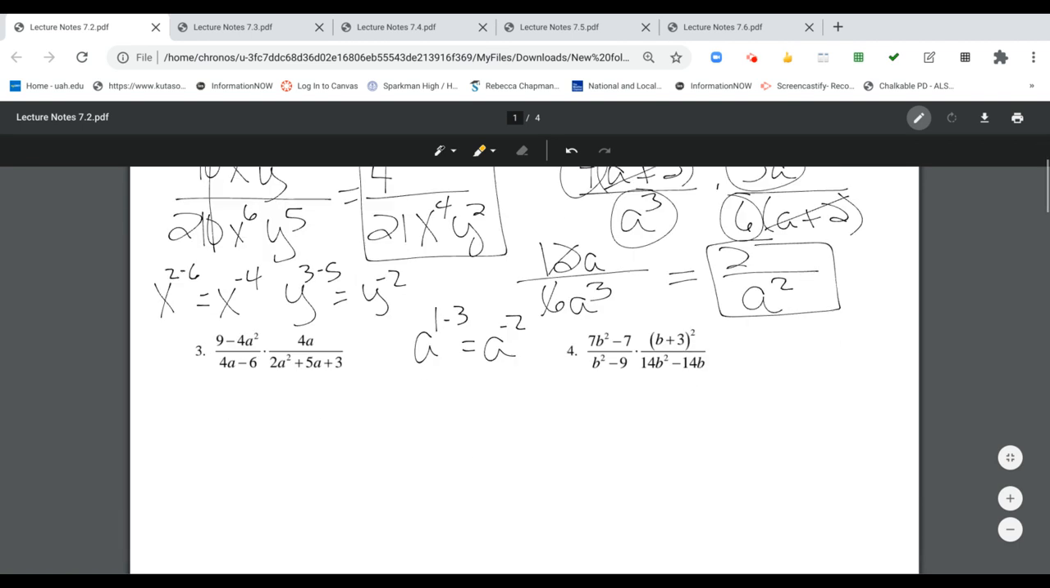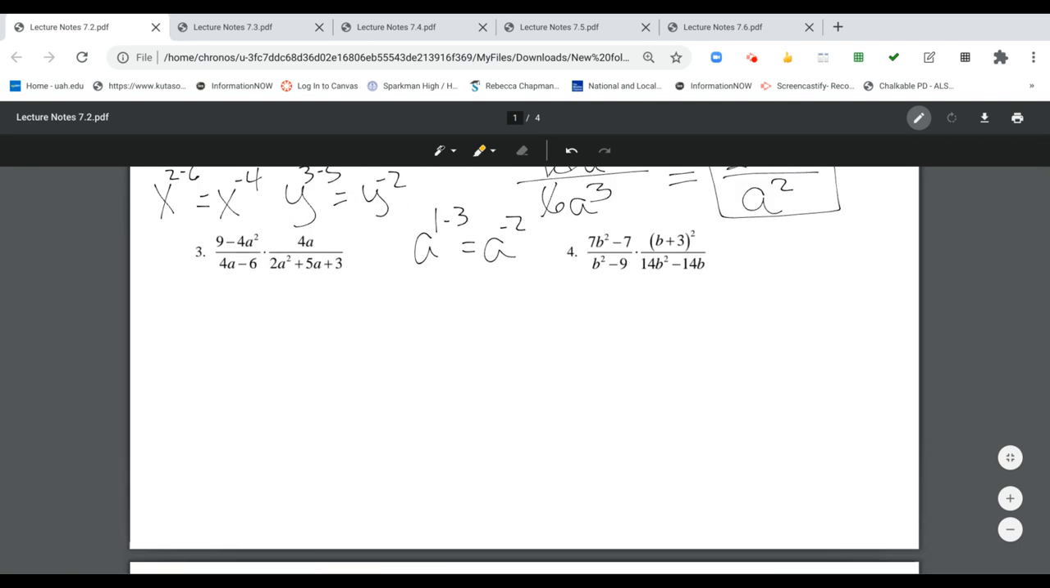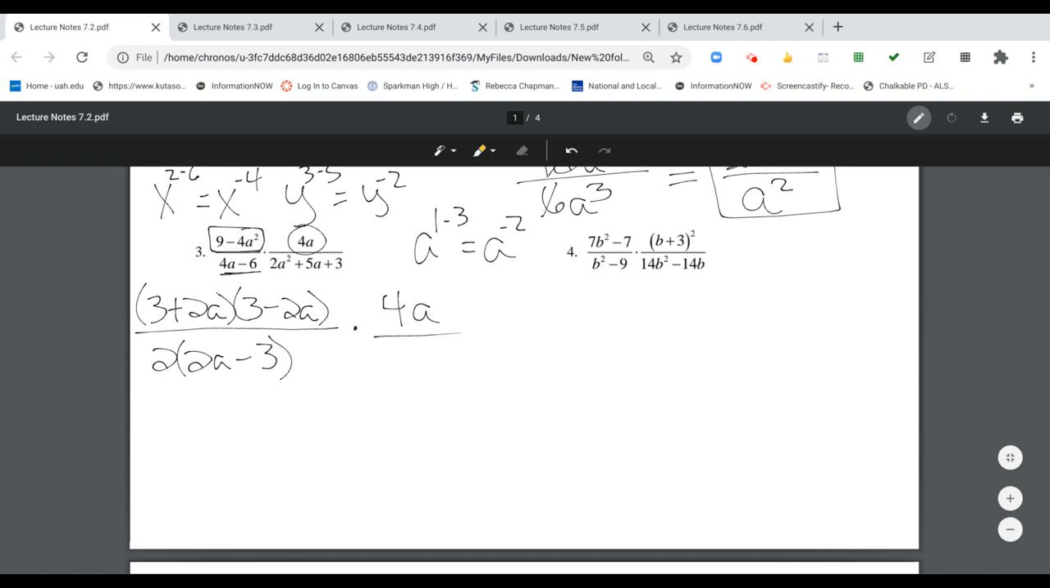All right. Number 3. Anything that is binomial or bigger has to be factored. So this is a difference of squares, so I'm going to factor that as 3 plus 2a and 3 minus 2a. Remember, difference of squares factor to conjugates. This, I take out the greatest common factor, 2, so that gives me a 2a minus 3. Monomials, I cannot factor, so 4a stays. And then when I factor that trinomial, I get 2a plus 3 and a plus 1.